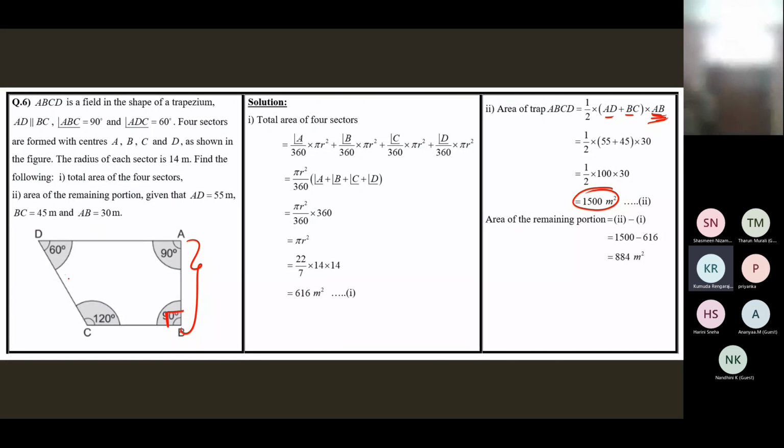And the area of the remaining portion, this portion, is the area of the trapezium, because the full thing is the trapezium, right? The area of the trapezium minus the area of the four sectors. So this is about this figure where we know the distance between the parallel sides.